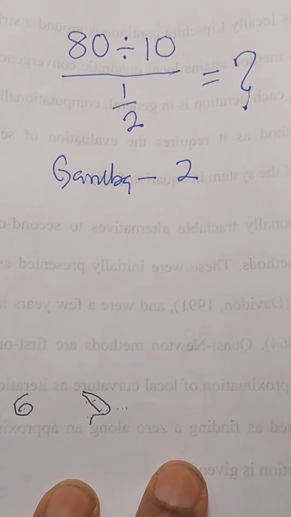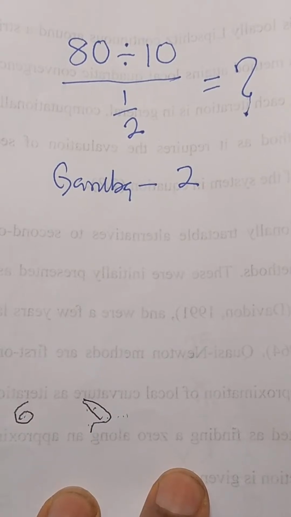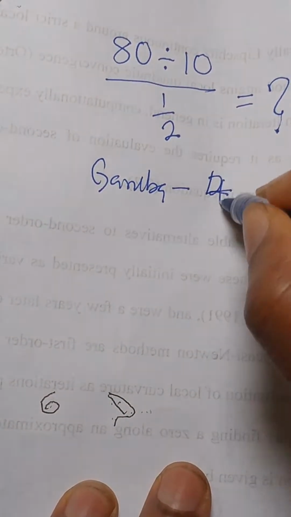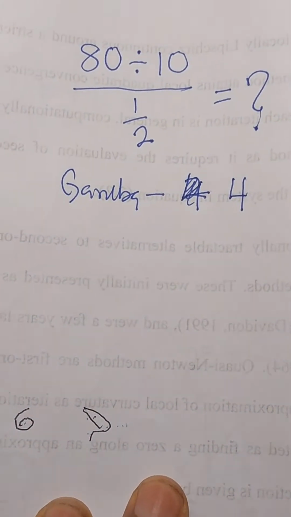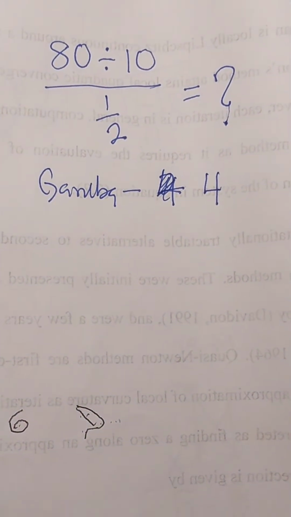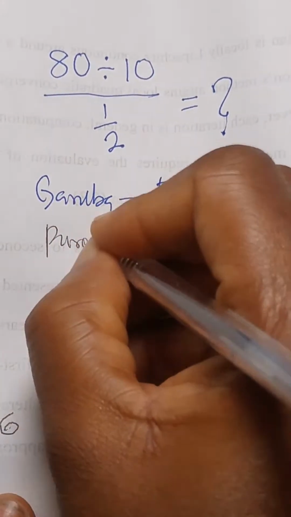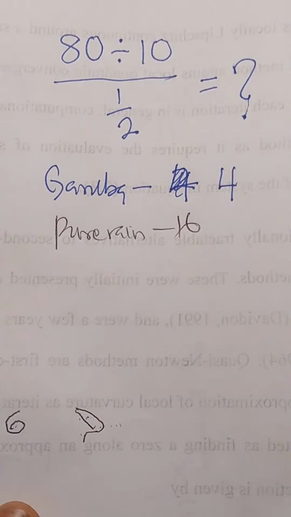So solve this. Let's see your answer. Garuba 4. Okay. More answers, please. Then Purin 16. All right, more answers.